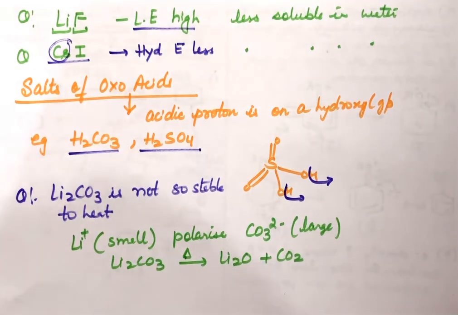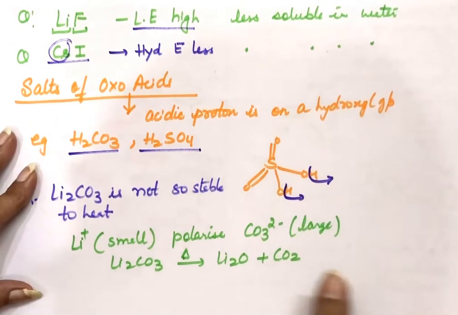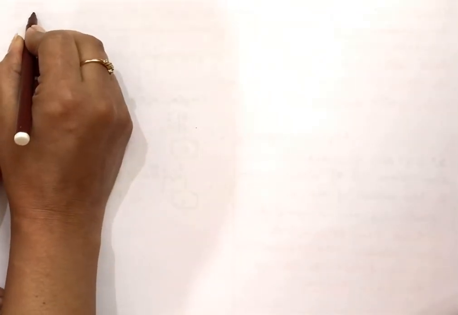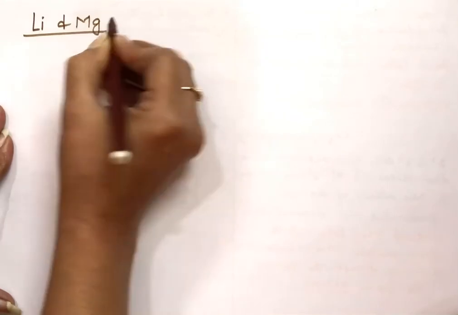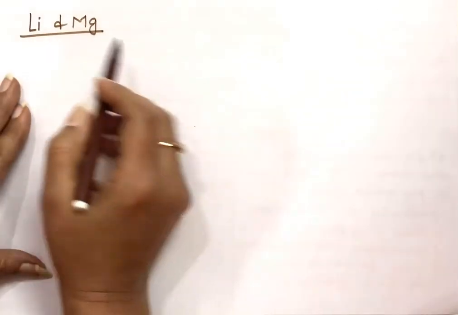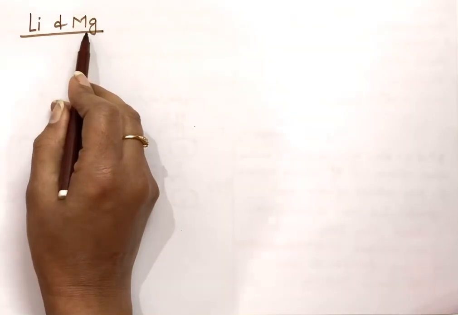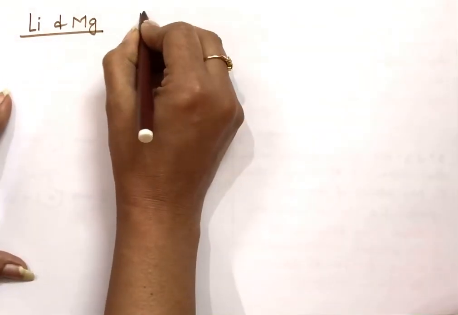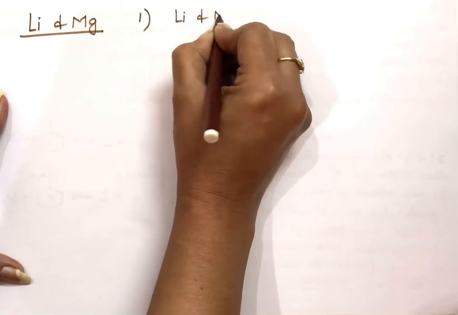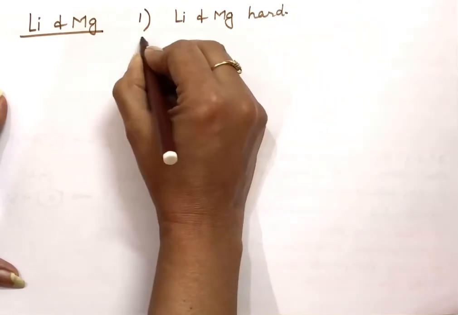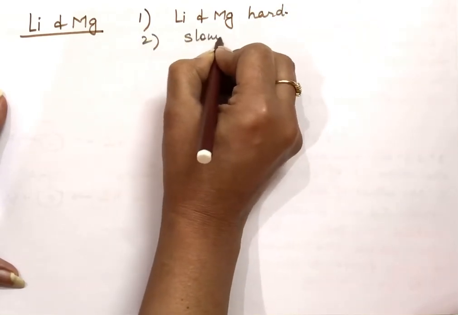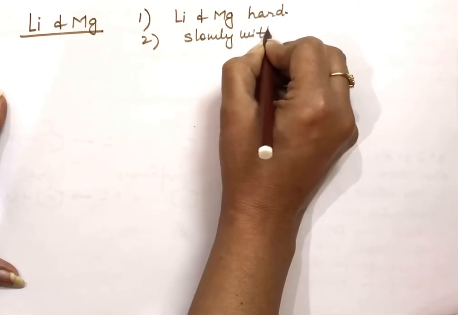So this is about the general characteristics of the compounds of the alkali metals. After this, in group 1 we are left with two topics. First, similarities between lithium and magnesium, that is, diagonal relationship. The reason for similarities in properties is their similar sizes. Which properties will match? Lithium and magnesium are both hard, and they both react slowly with water.